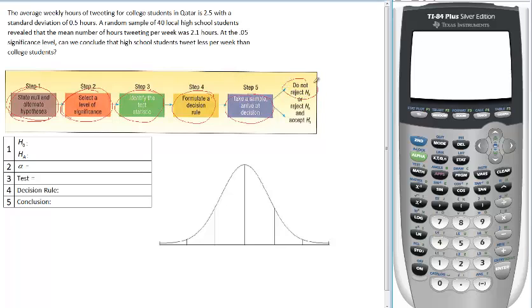Do not reject H0, and a lot of people say accept H0. However, that's technically slightly incorrect. You just don't reject H0, but a lot of people use that, so that's fine. We could also say accept H0. And the other conclusion is reject H0 and accept HA. So there's the 5 steps.